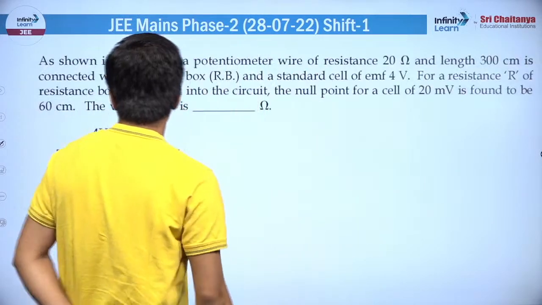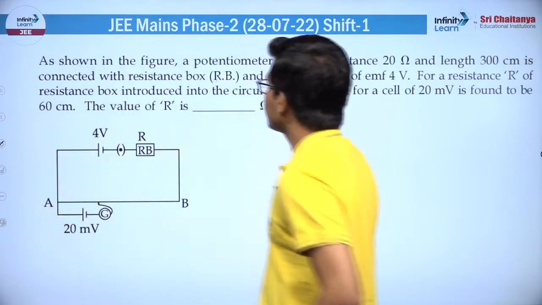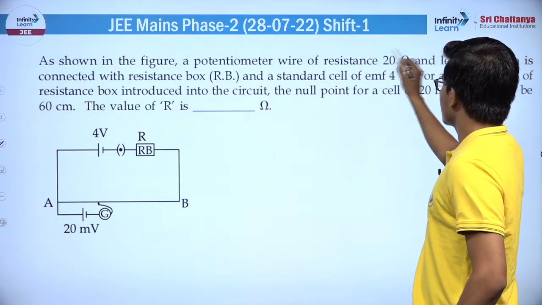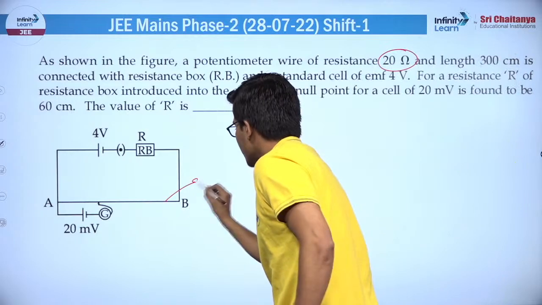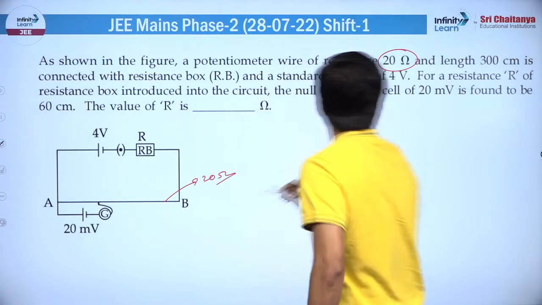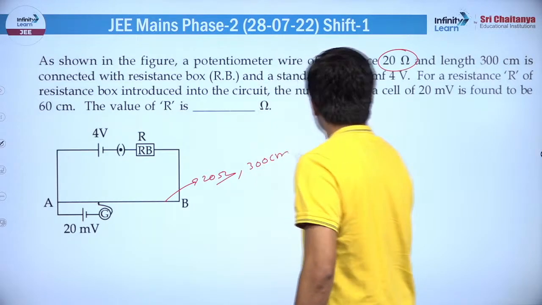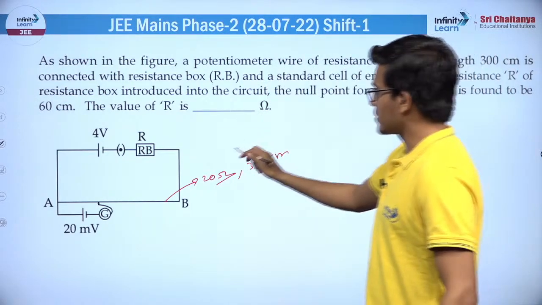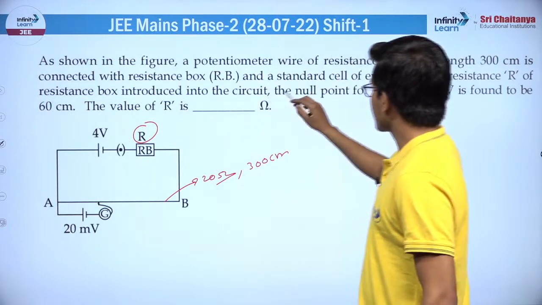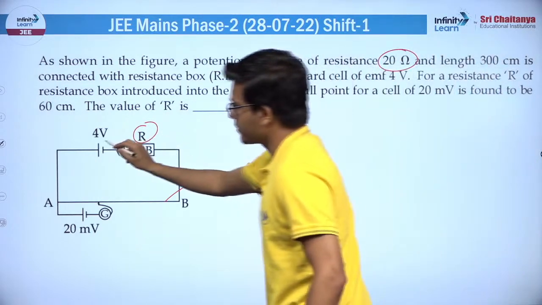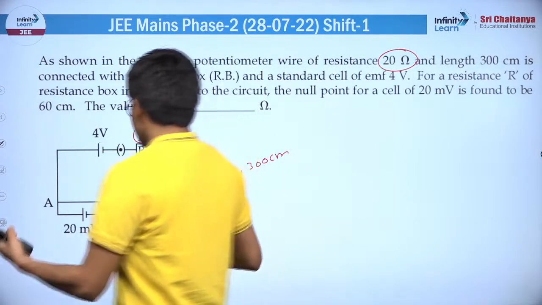Moving to the next question from potentiometer. As shown in the figure, a potentiometer wire of resistance 20 ohm. So this wire is having 20 ohm resistance, okay, and length is 3 meter, or you can write 300 centimeter. Okay, is connected with a resistance box. Its resistance is R, and a standard cell of EMF 4 volt.